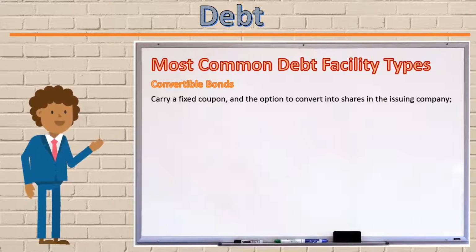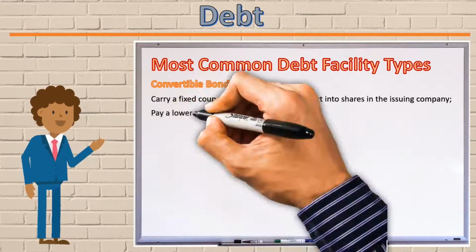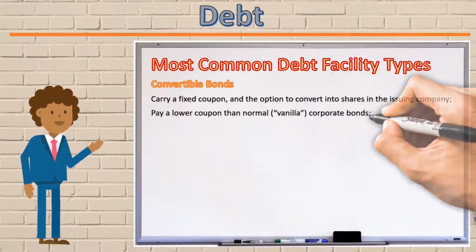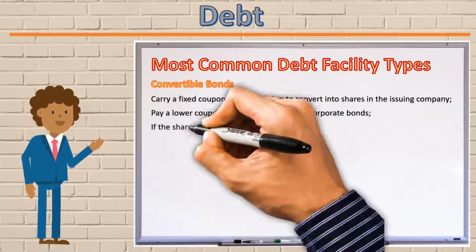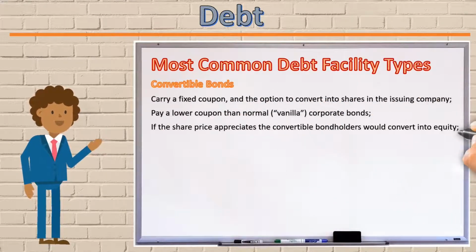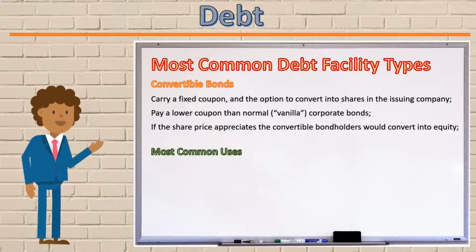The uses of convertible bonds are the same as for corporate bonds, but in addition, convertible bonds usually pay a lower coupon than normal vanilla corporate bonds. If the issuer's share price appreciates in future, the convertible bondholder would convert their convertible bond into equity, thereby eliminating the need for the issuing company to repay a bullet repayment at the maturity of the bond.